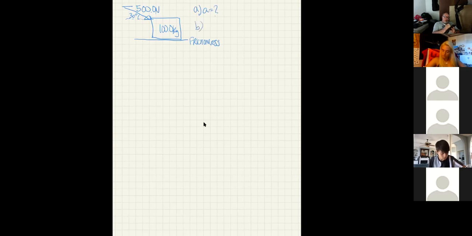So let's do this. Let's imagine we have a 100.0 kilogram object, and I am pushing on it with a 500.0 newton force at an angle of 30 degrees below the horizontal. It's on a frictionless surface. And I'd like to know, A, what is the acceleration? And B, what is F normal? So how do we do that?